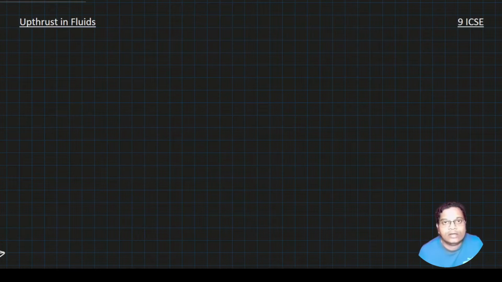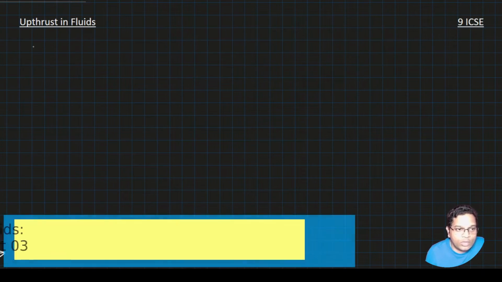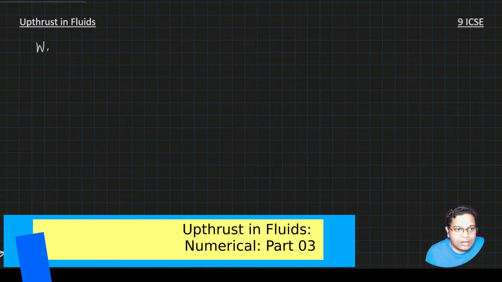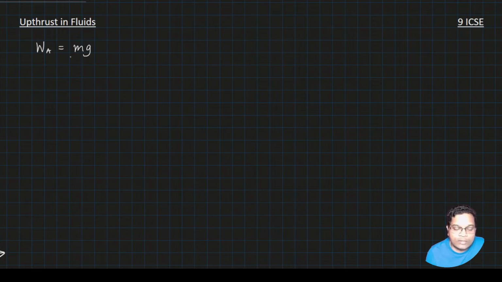Today we are going to see the numericals of upthrust. Now before we start the numerical, let us revise some formulas. In this formula, we are going to first see weight in air. So weight in air is m into g, which can be written as V ds g.